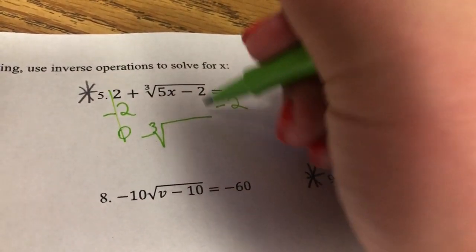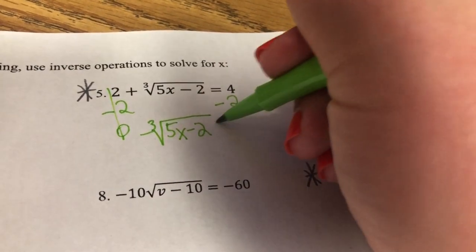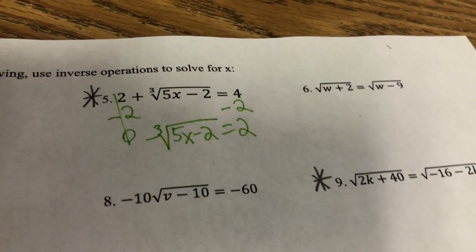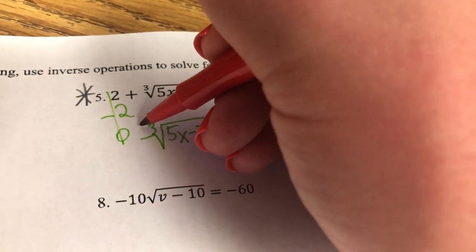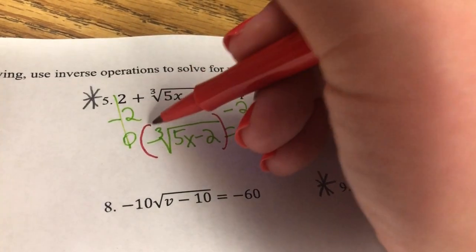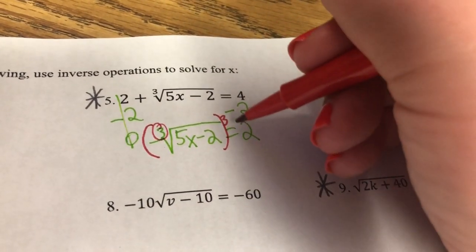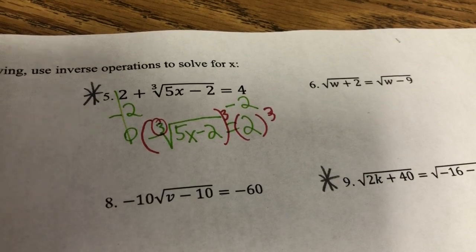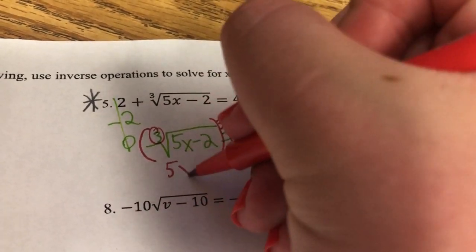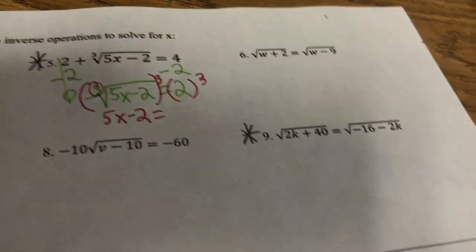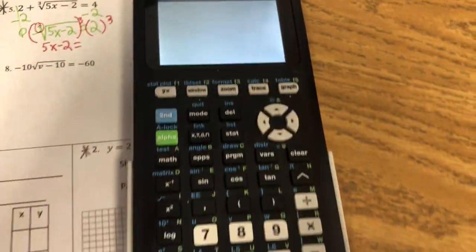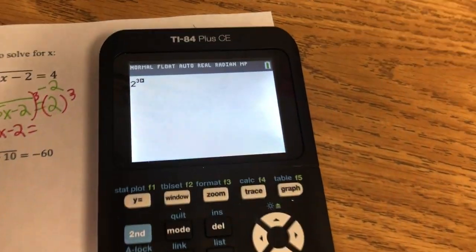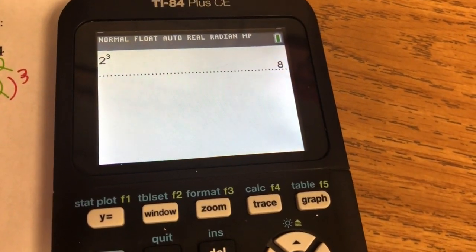Cube root 5x minus 2 equals, well, 4 minus 2. Hopefully you don't need the calculator for that, 2. Then we've got to take this radical to the power of the index. So we're going to do third root. What we do on one side, we've got to do to the other. So we're going to get 5x minus 2. And then we're going to go to our calculator. We're going to do 2 caret key 3. And that's what it should look like. Hit enter and you get 8.